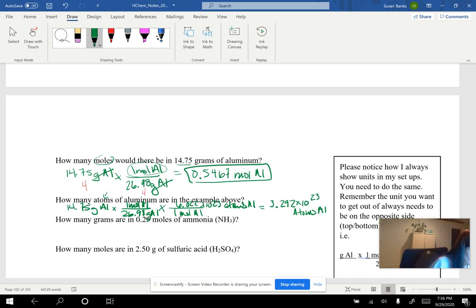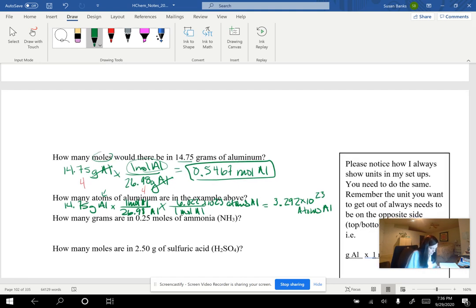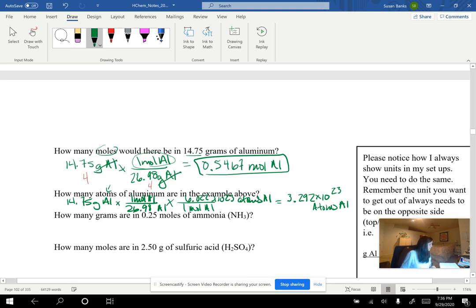Okay. Next thing. How many grams are there in 0.25 moles of ammonia? I'm going to erase this just a little bit so that we can see where that is. Now, the thing is, ammonia is a molecule. It's not just an element. So we're going to have to get the molecular mass. When we have ammonia, we've got 1 nitrogen and we've got 3 hydrogens. So we're going to have to multiply our number for hydrogen by 3, whatever we end up finding for our molecular mass for hydrogen.